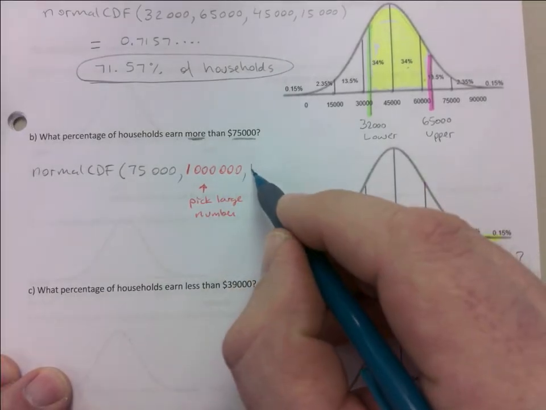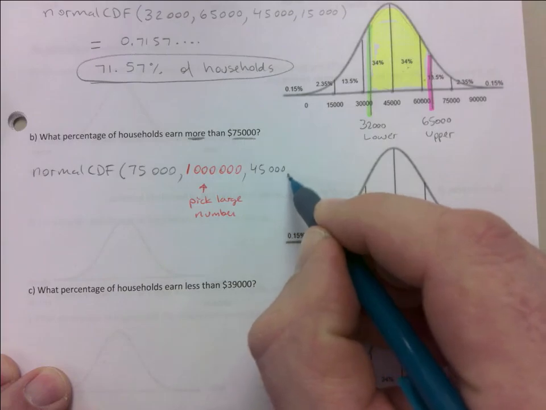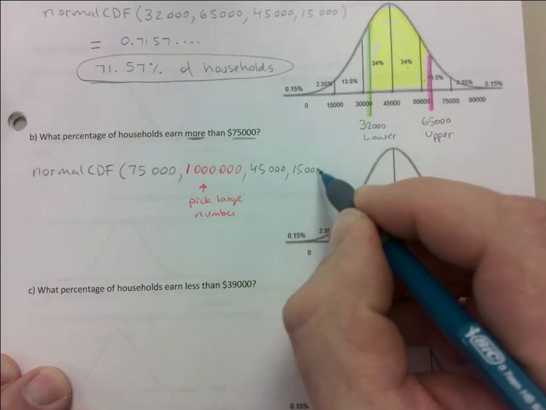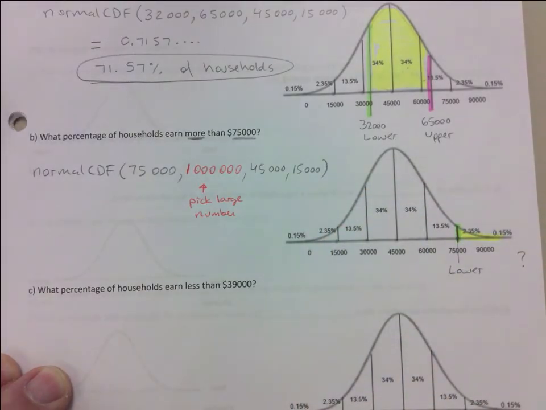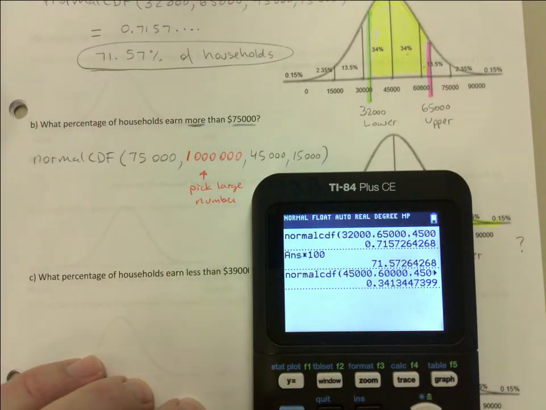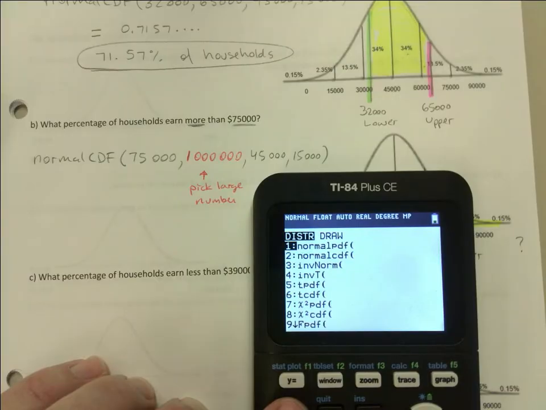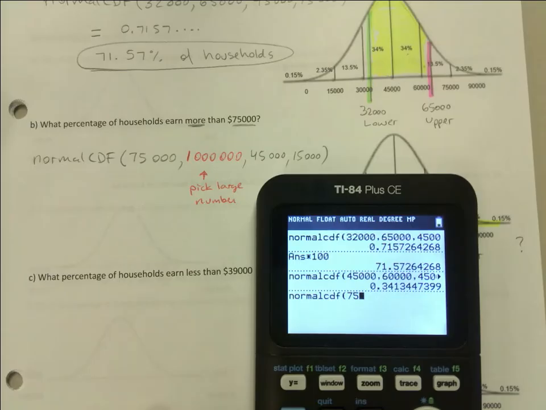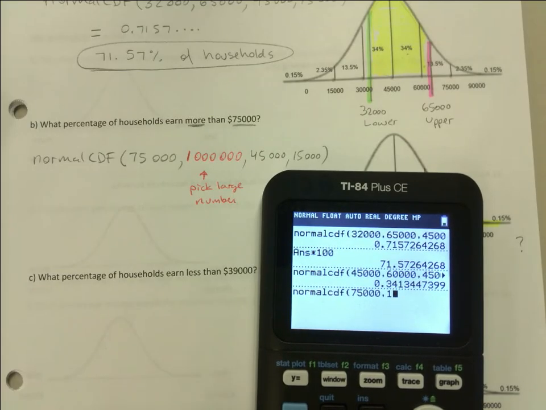Anyways, the mean is 45,000. The standard deviation is 15,000. So let's do that. I'm going to call second vars, normalcdf. I'm going to go 75,000, comma, 1 followed by 6 zeros, 45,000, and 15,000.